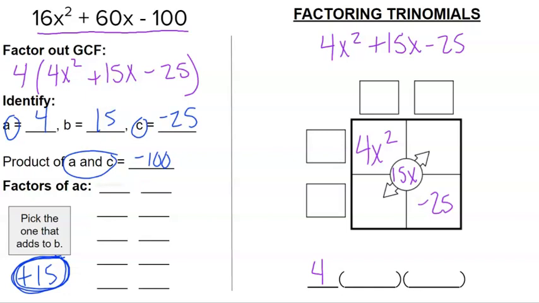So we could have -1 and 100, but that's not going to make 15. -2 and 50, that does not make 15. -4 and 25, that also does not make 15. -5 and 20 would be a factor pair, and that together does make +15. -5 and +20. So we can put those into our factor box right there.